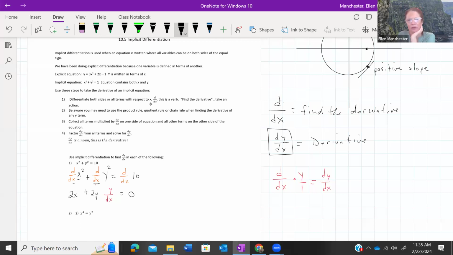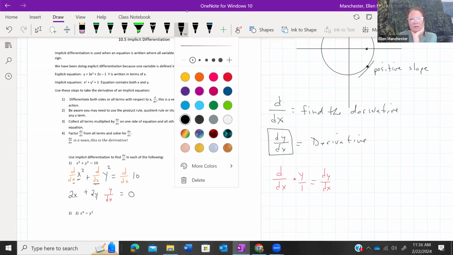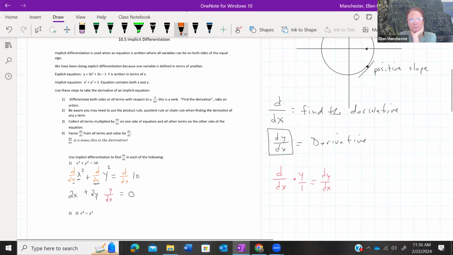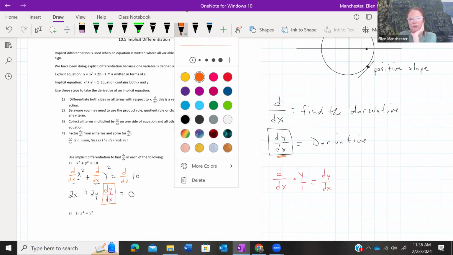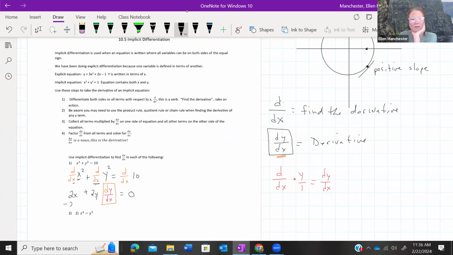All right, once you get this set up, now you're just doing algebra. That should be a dy. Okay, all we're doing is we are solving, we are trying to isolate that dy/dx, because that's what we're trying to find. We're trying to find the derivative. Okay, so we're going to solve for dy/dx. So how do I do that? I bring my 2x over by subtracting 2x.